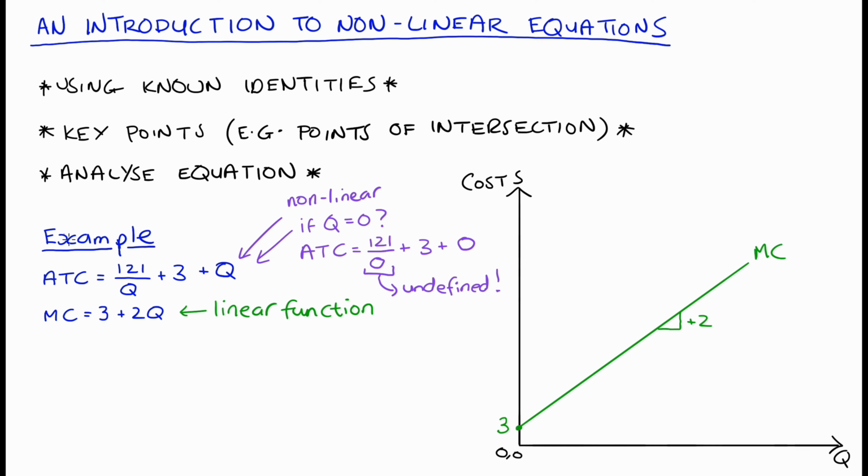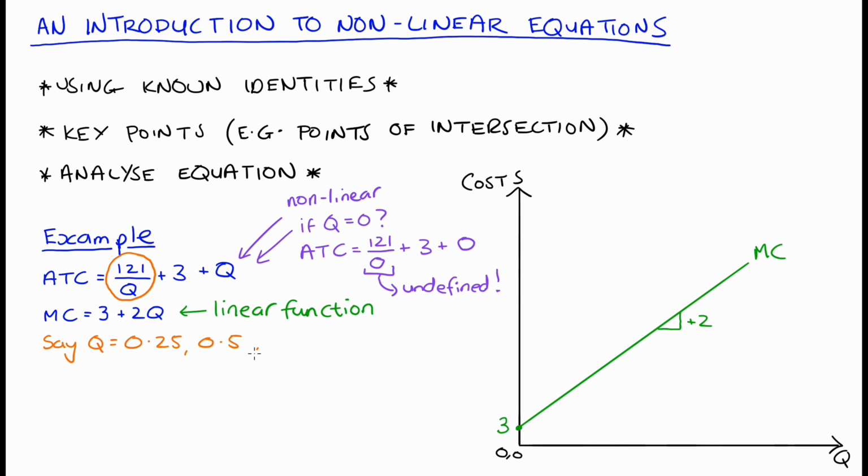In fact, what we can see though is that as quantity gets really small, this first term here, 121 over Q, will get really big. And this will form what we call an asymptote to the vertical axis. So average total cost will get really large as quantity approaches 0, but it will never actually cross that vertical axis. So I'll just put in a few values to show you what's happening to this function at small values of Q. So if Q was 0.25, 0.5, and 1.